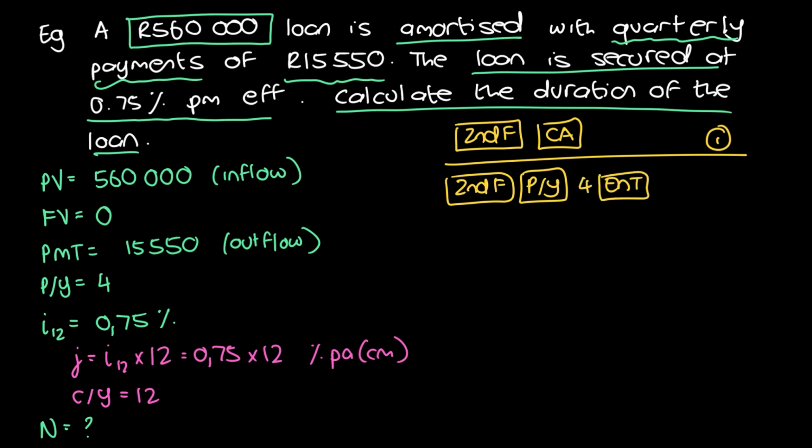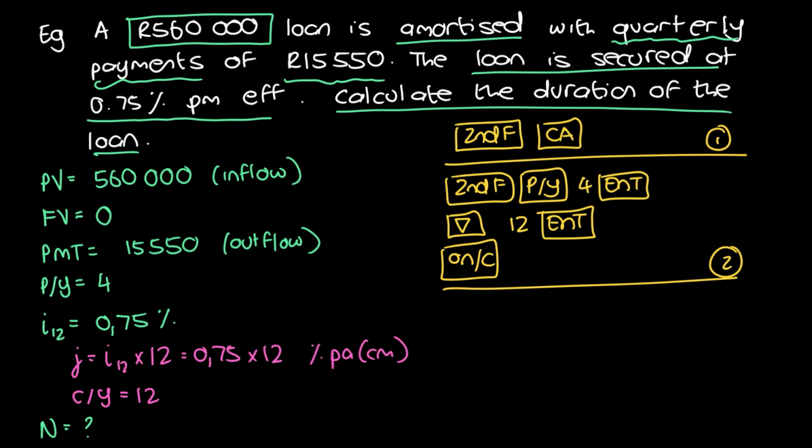And then we're going to have to push down and we're going to see that the C/Y is equal to 4 at the moment. We're going to update it to be 12. So we're going to say 12 and enter. Then we're going to clear our screen. And that's the end of stage 2.